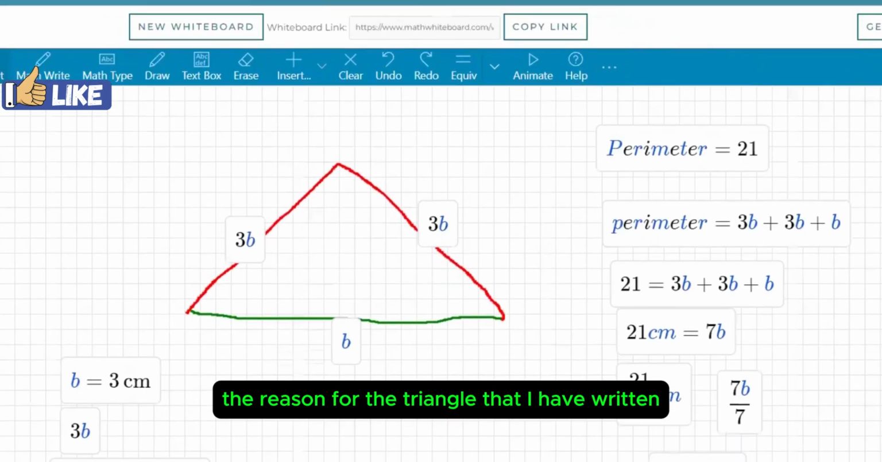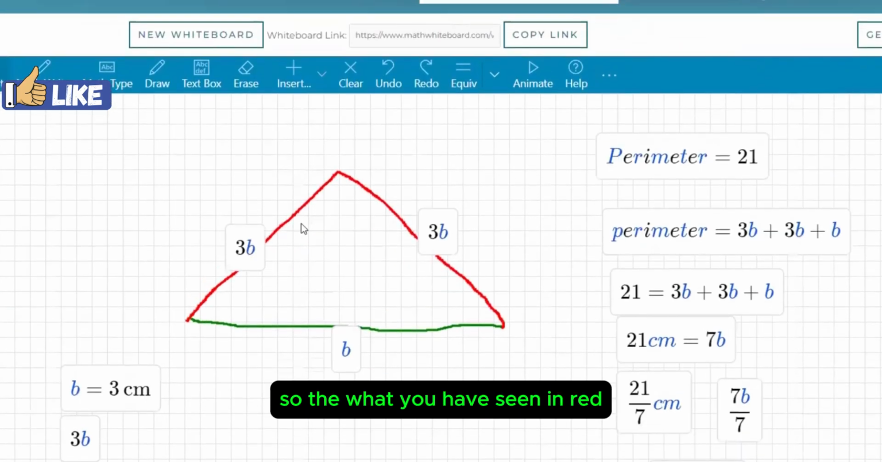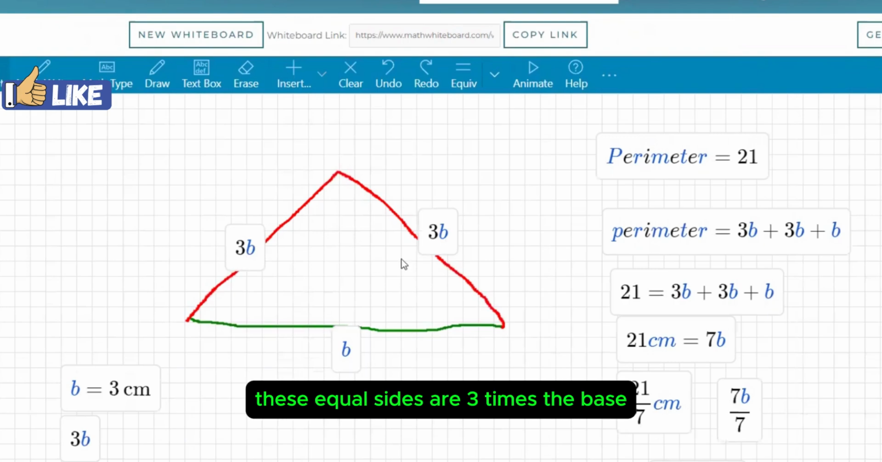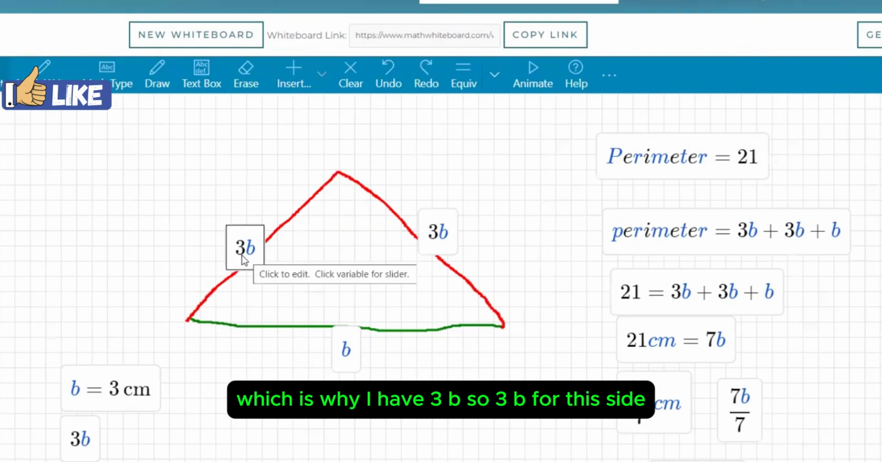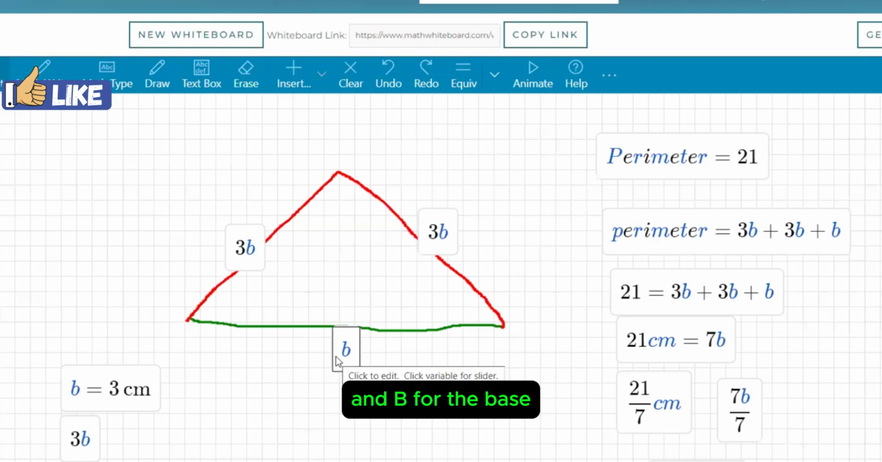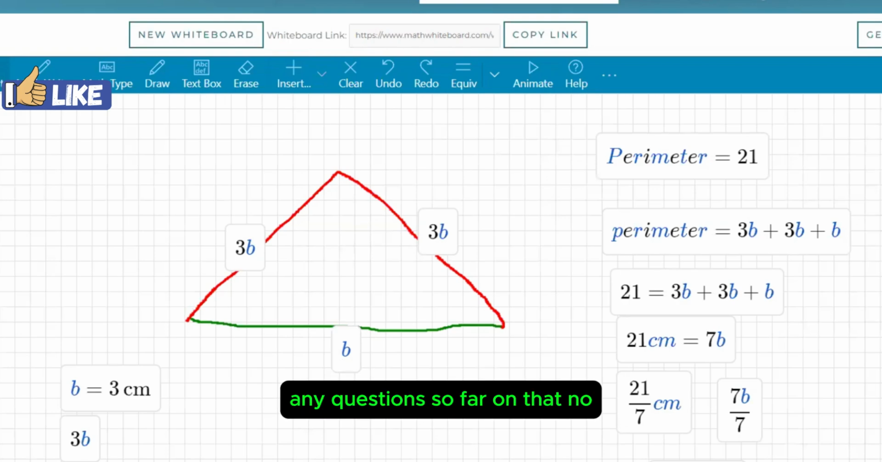So hence the reason for the triangle that I have written. What you have seen in red are the 2 equal sides that are going to measure the same based on the fact that, as we said, it's an isosceles triangle. And the base is here, which is B. The question says these equal sides are 3 times the base, which is why I have 3B. So 3B for this side, 3B for this side, and B for the base. Any questions so far on that?